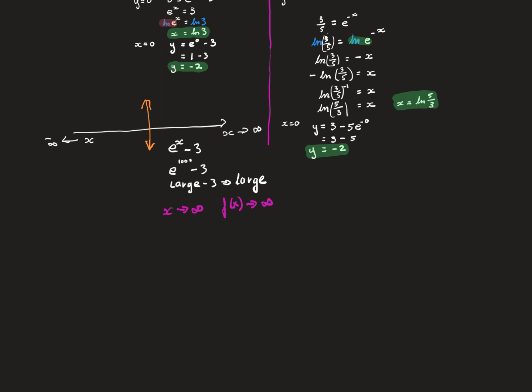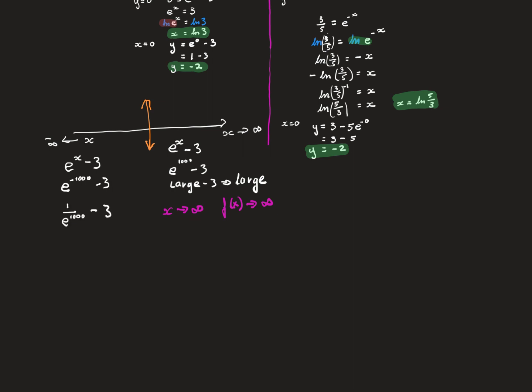Now let's have a look at the other side, where we've got the same function, e to the x minus 3, but we're going to make the x values really, really small. In fact, they'll be so small that you could say they are negative numbers. So we'll put minus 1,000, take away 3. Now, we can write this as 1 over e to the 1,000, take away 3.